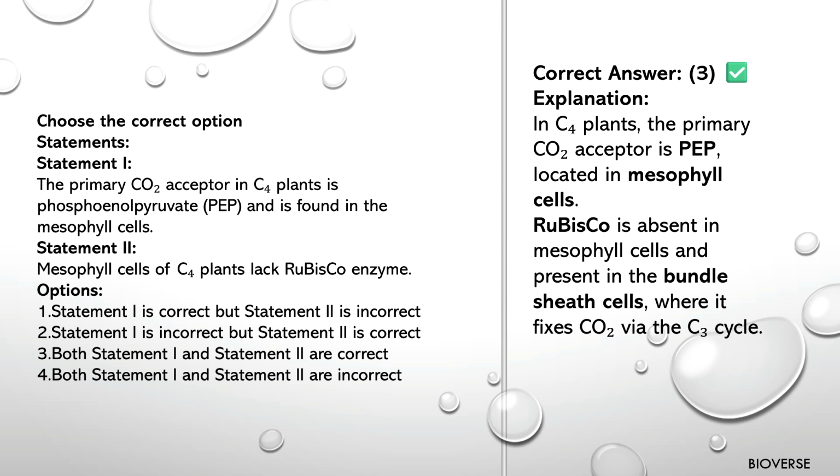Choose the correct option. Statement 1. The primary CO2 acceptor in C4 plants is PEP and is found in the mesophyll cells. Statement 2. Mesophyll cells of C4 plants lack Rubisco enzyme.